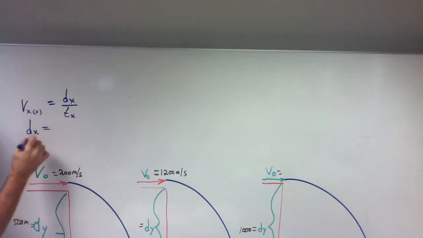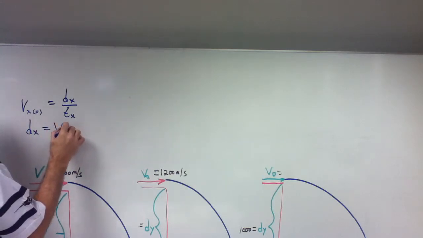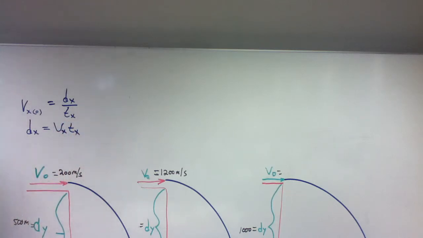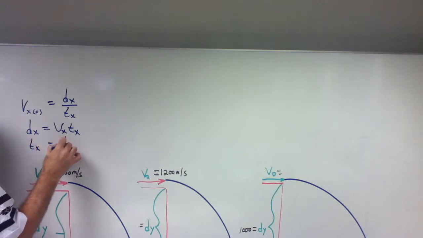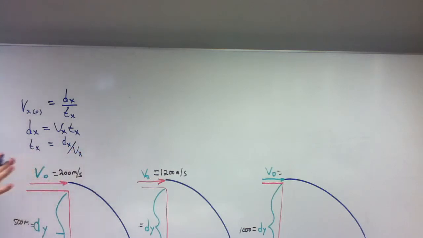dx equals what? Tx times Vx. Right, very good. Tx, Vx, Tx, right? And what else could you write? Tx equals what? Dx over Vx. Tx over Vx, right? Right? Yes. And then what else could you write?